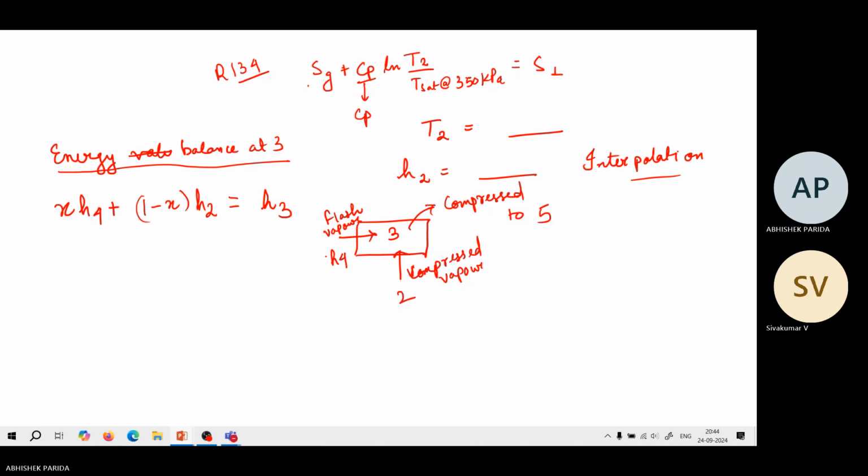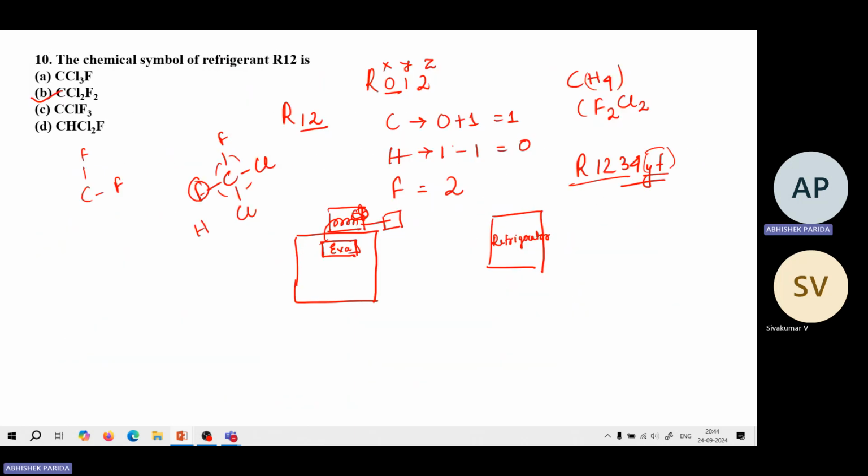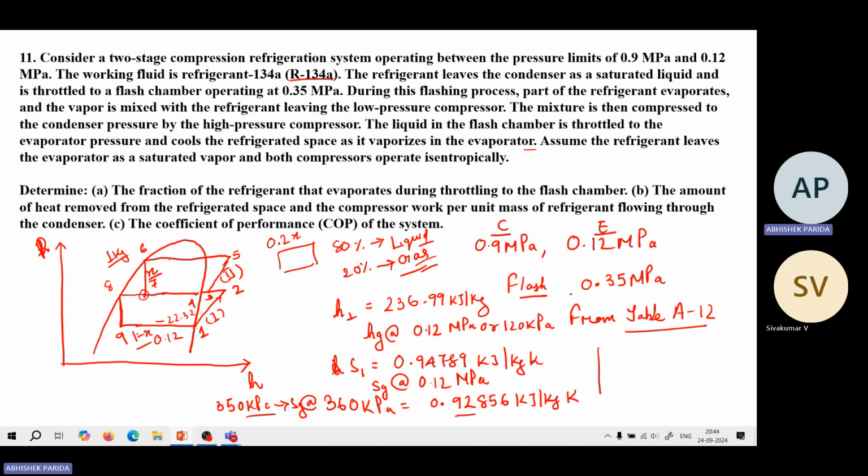Okay, that's all. From here, you can directly find out the only unknown, which is x. How to find out h4? H4 is actually the hg at 350 kilopascal, and h2 you have already found out. From here you can find out x. So the first part is answered. This is how it was solved in the class as well.